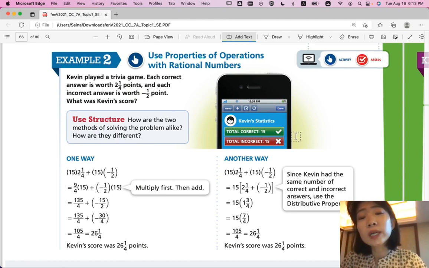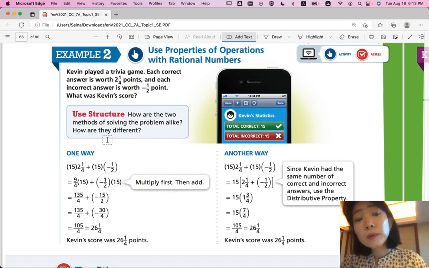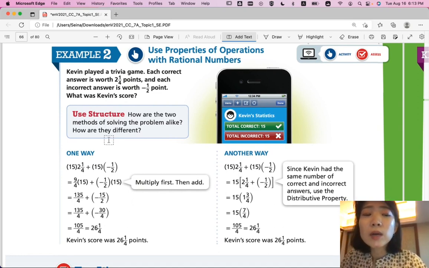But he gets more points for a correct answer than he gets deducted for an incorrect answer. So one way you can solve the problem is multiplying 15 with the positive point value, multiplying 15, the number of incorrect answers, with the negative point, -1/2, and then adding them. So you can multiply first and then add in order to figure out how many points you got total.